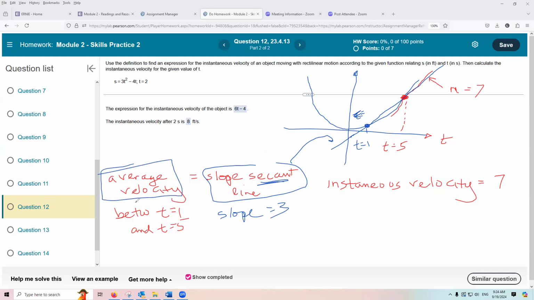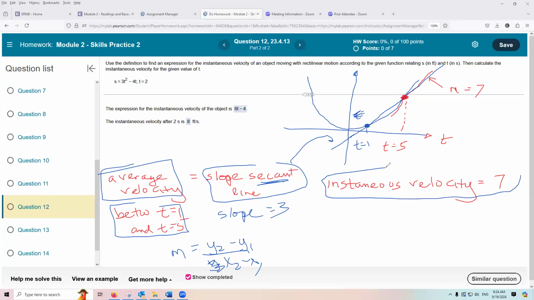And for average velocity, you need 2 points, because for this, you're going to be finding the slope using the slope formula from algebra. But what about instantaneous velocity? Well, instantaneous velocity is the slope of the tangent line, right? In this case, I use the example 7. All right, so how do you find the expression for the instantaneous velocity for any time t?